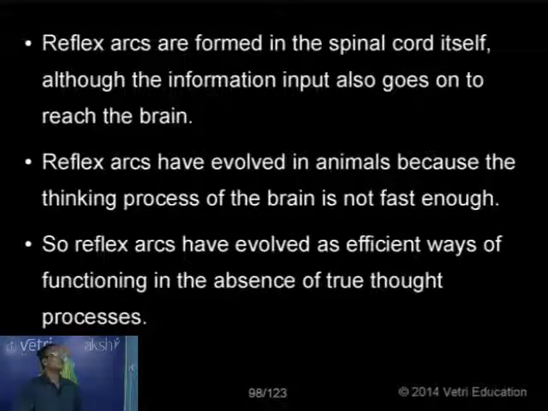So the various components of what is called reflex action, the anatomical basis of reflex action, are normally developed in the spinal cord itself. Although the impulses also reach the brain, normally the reflex arc is developed in the spinal cord, though the impulses are reaching the spinal cord during the process of reflex activity. What is the reason for that?